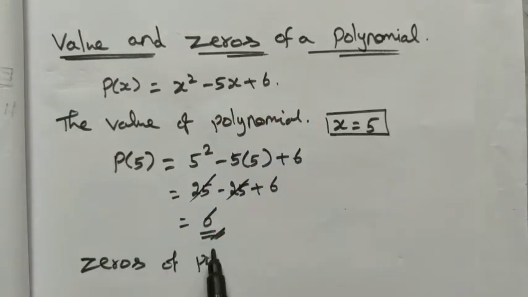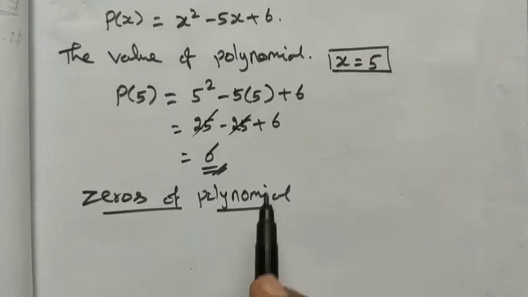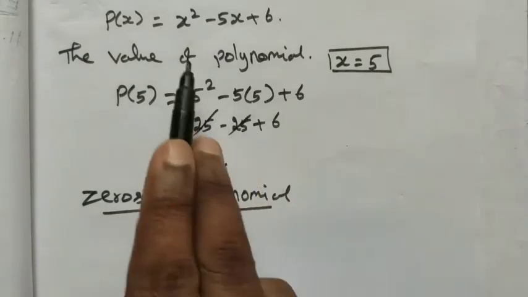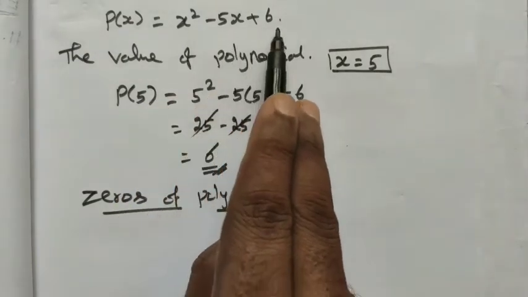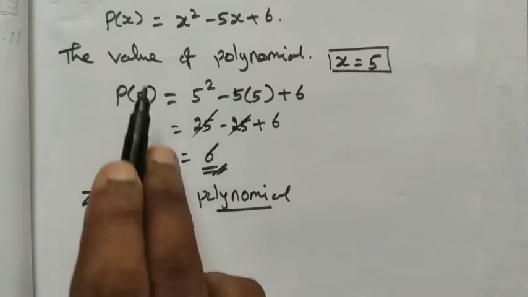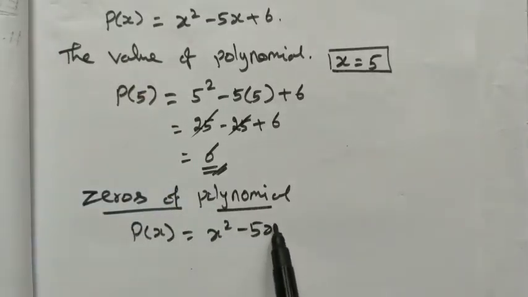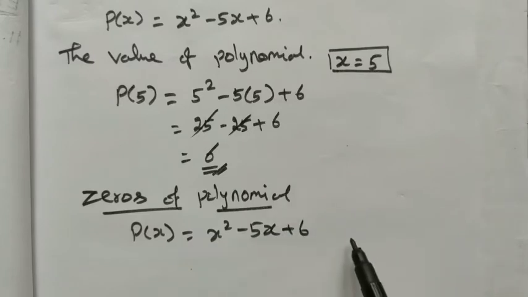Zeros of a polynomial. The zeros of the polynomial means when I apply a value of x in this polynomial, the total polynomial becomes equal to 0. That number is called the zero of the polynomial, right? See, I take the same polynomial, x square minus 5x plus 6. Here we want to find the zeros of the polynomial.